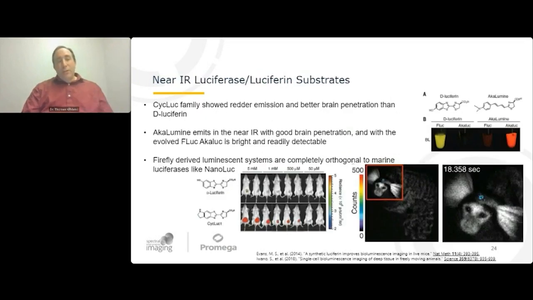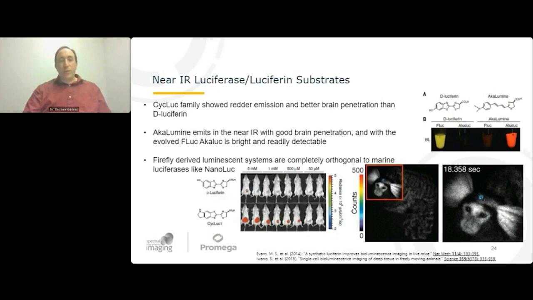So I mentioned that there have been a number of developments with new luciferins and luciferases. This is an example of one that was published in 2018 from the Maki group. This is AkaLuc and AkaLumine. AkaLumine is shown here. This structure is a modification of D-luciferin. It has an extended conjugation, so it emits in the near infrared.